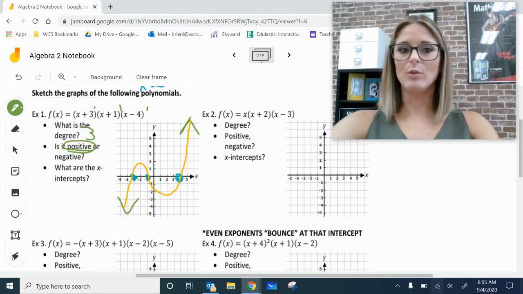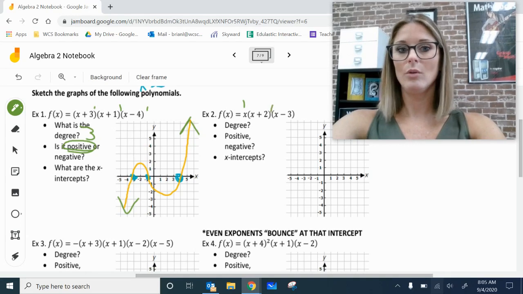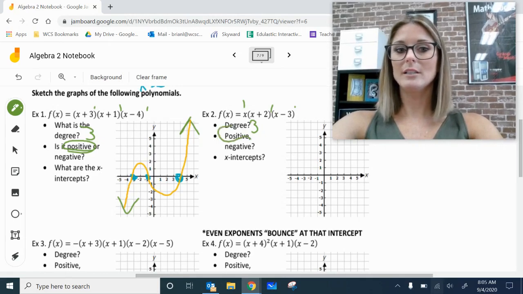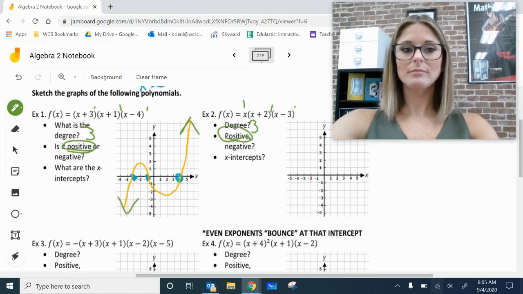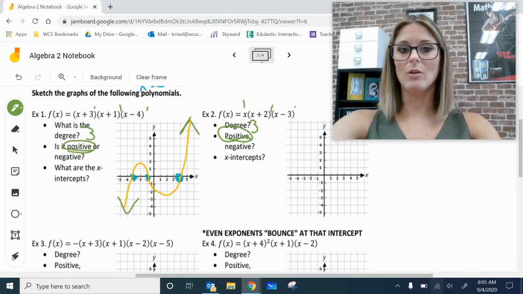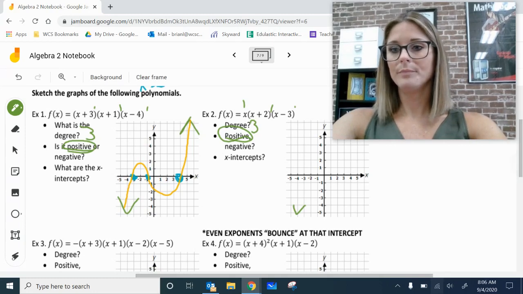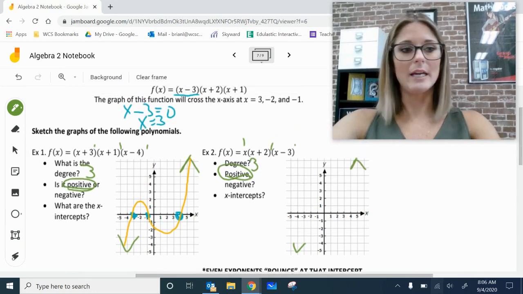Number 2, let's do it again. What's the degree? Remember, if you have a single x sitting out there, he is one of the factors and he has an exponent of 1, 1, and 1. This is a third degree, another odd. Is it positive or negative? It's still positive. And our x-intercepts. Well, let me put my arrows. So it's odd and positive. So again, we're doing like this.